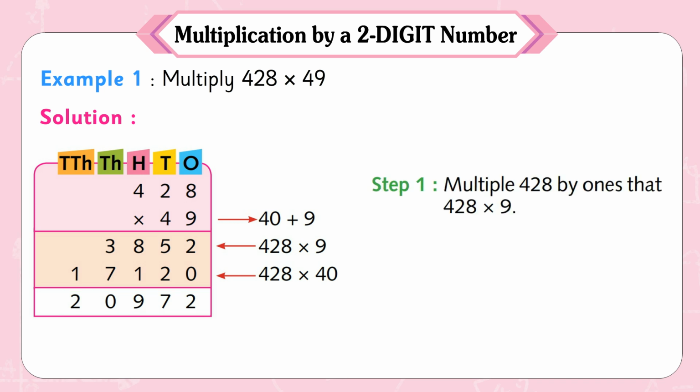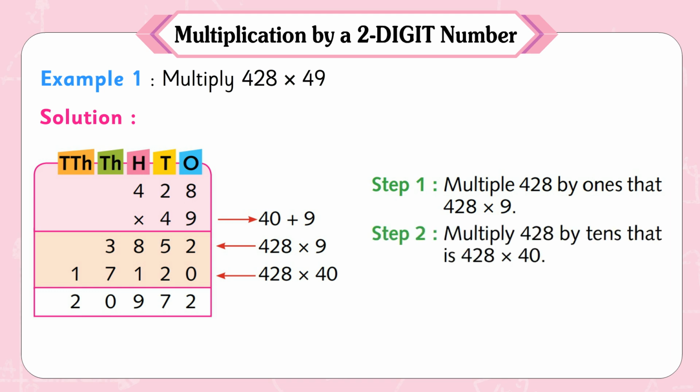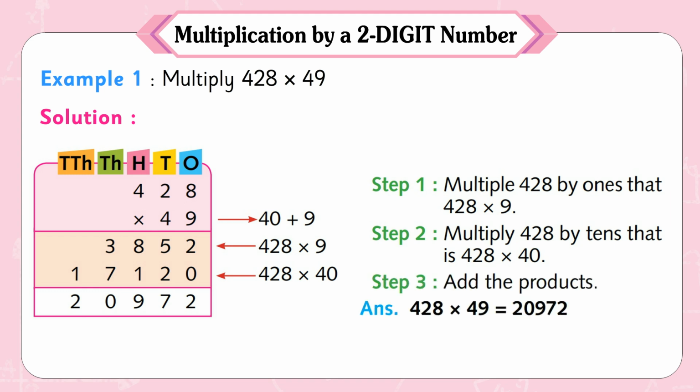The sum is 20,972. Step 1. Multiply 428 into 9. Step 2. Multiply 428 by tens. That is 428 into 40. Step 3. Add the products.